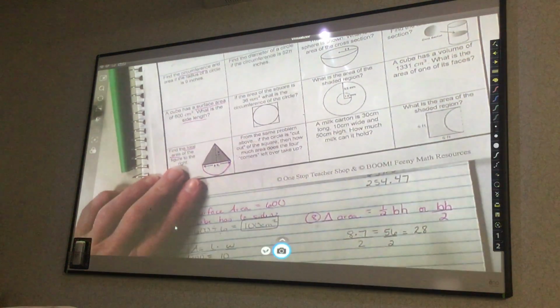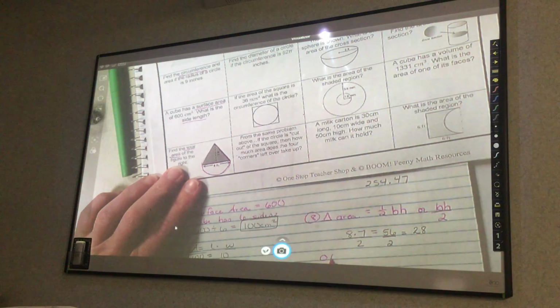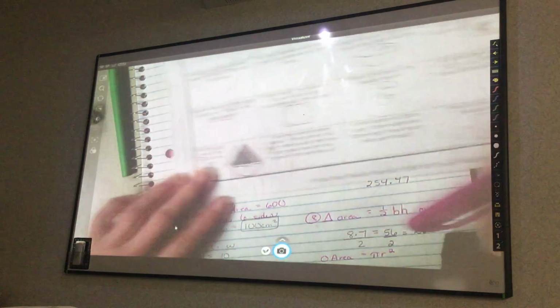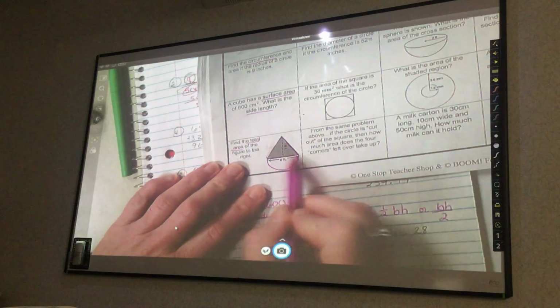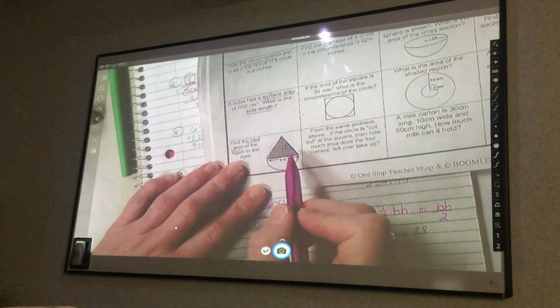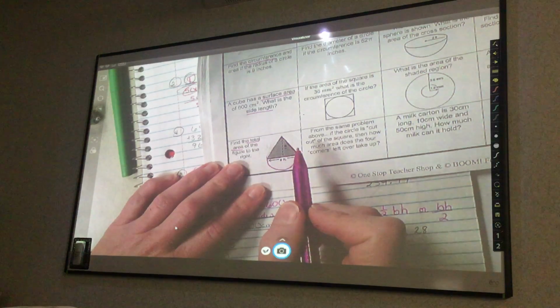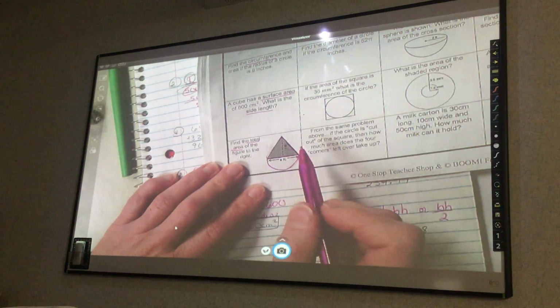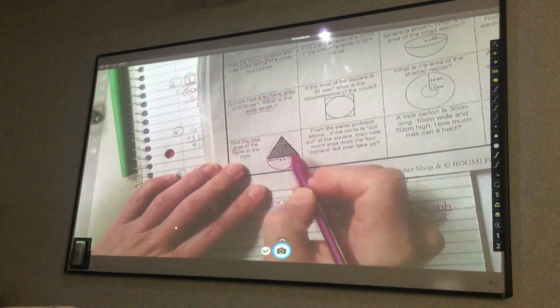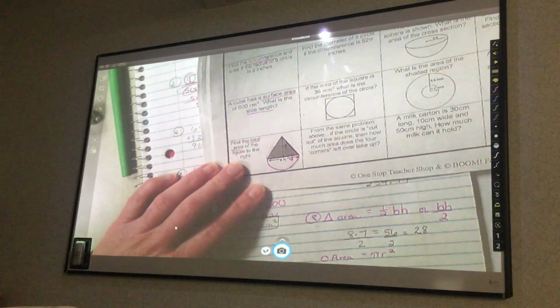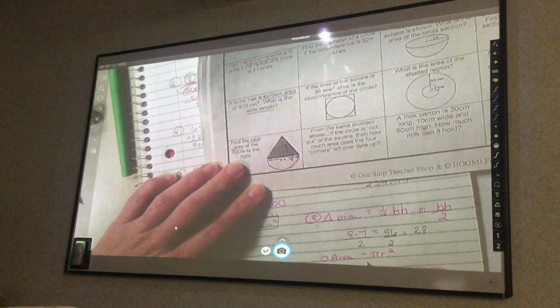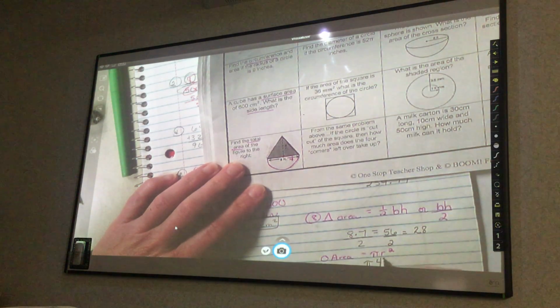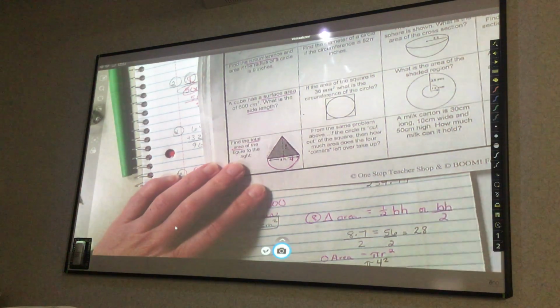Now I got to find the area of a circle. Circle area is pi r squared. If I look here, do I know the radius? Does it tell me the radius? No, but I can figure it out. What would the radius be? 4, because halfway is 4. So my area is pi times 4 squared, which is 3.14 times 16.